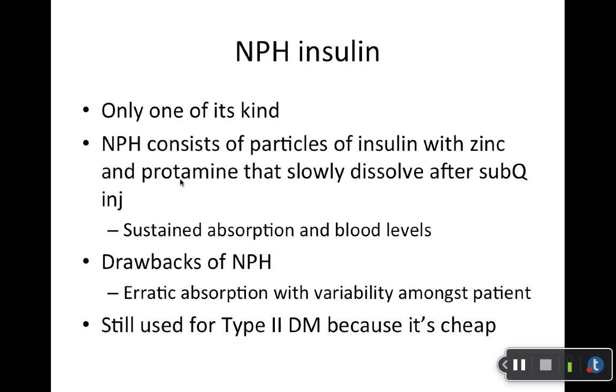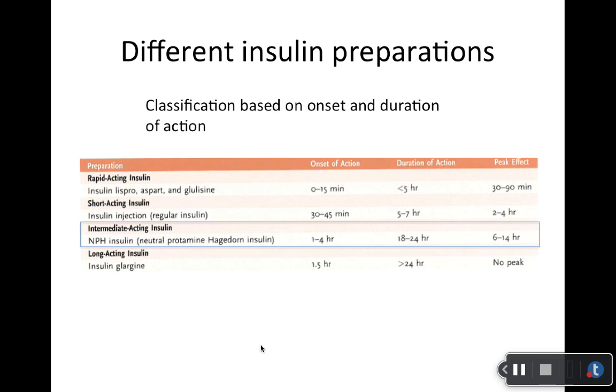It's not really quick and it's not really short. I guess that's why it's called intermediate, right? But it has erratic absorption and variability amongst patients, so it's typically not first line. It's still prescribed and it's around, and they make some combinations with it, I think mainly because it's cheap, so you don't have to worry about the patient not being able to afford it. So you will still be seeing it used for type 2 diabetes, but again, usually not first line with insulin. It's not something you will really want to just jump in and start with.